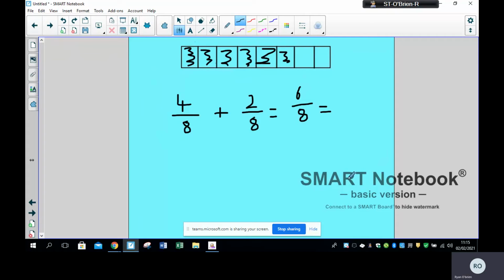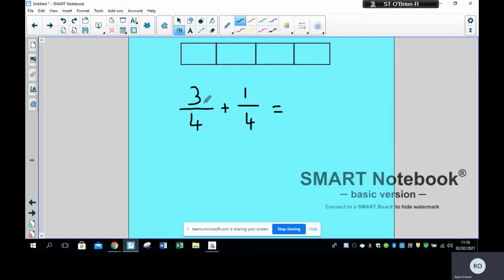Once again I can halve them, because 6 divided by 2 is 3. Whatever I do to the numerator I have to do to the denominator, so 8 divided by 2 equals 4. So 3/4. Can I do any more? Well, no, I can't, because 3 divided by 2 isn't a whole number, and I can't divide them by 3. So that's as low as you can get the numbers.